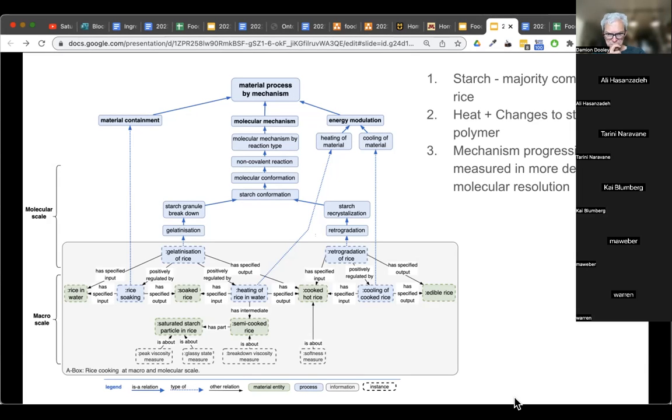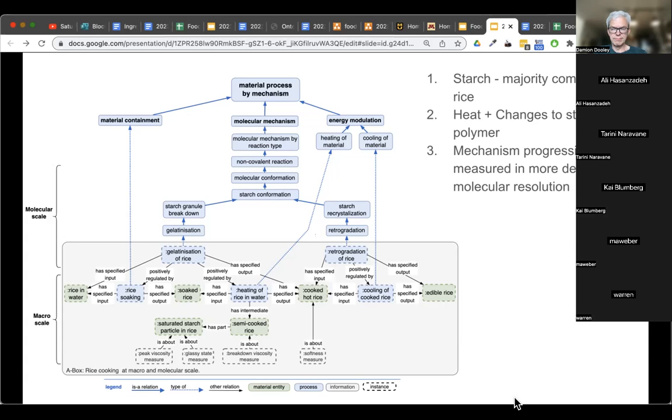They lose the crystal structure. So that's just gelatinization of rice. Now, this can be measured quite precisely through instruments. So that's the molecular scale, and after the rice is cooked, basically it recrystallizes. So that's explaining what happens at the molecular scale.